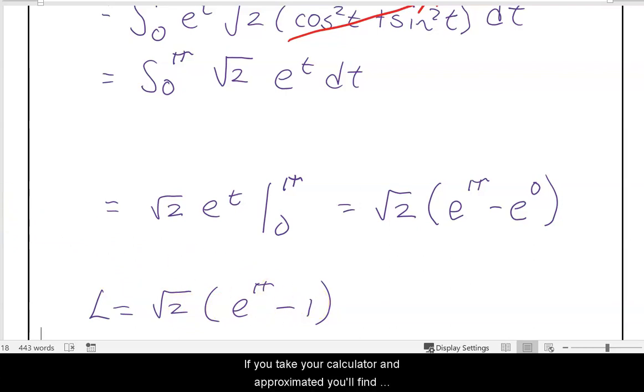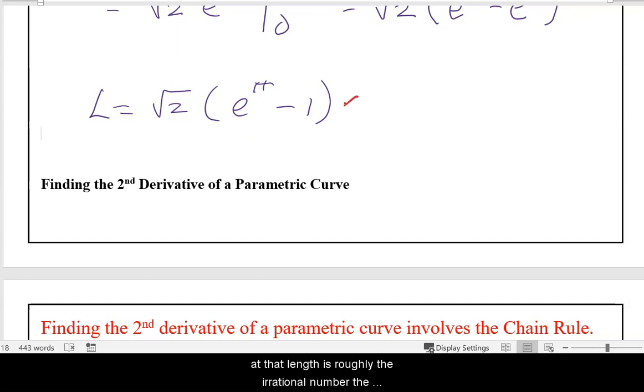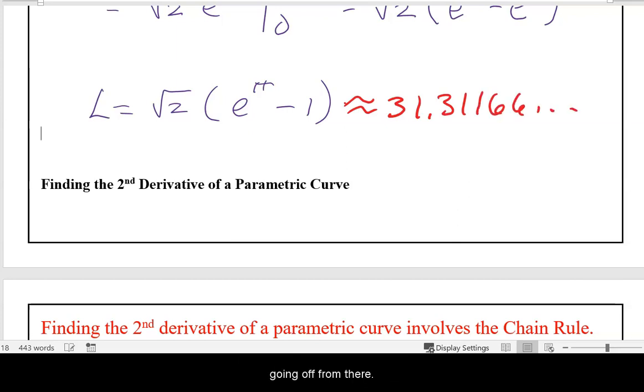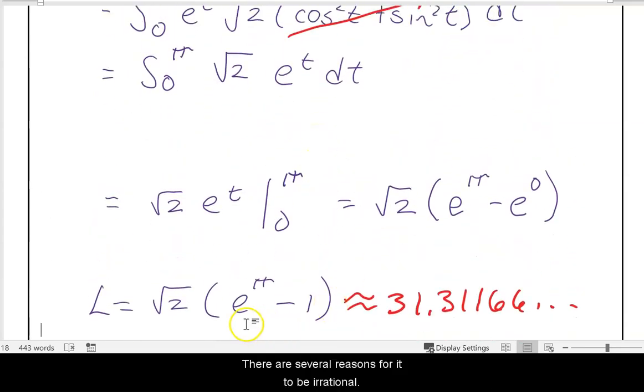If you take your calculator and approximate it, you'll find that length is roughly the irrational number corresponding to 31.31166 going off from there. It is not a repeating pattern because it is irrational. There are several reasons for it to be irrational. E is an irrational number, pi is an irrational number, and the square root of 2 is also irrational.